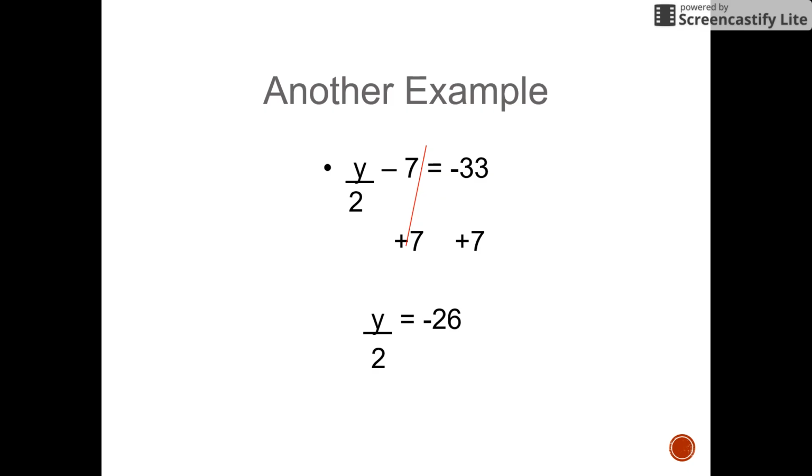Make sure you're paying attention to your integer rules here. Now what's left is division. So the opposite of dividing is to multiply. So I'm going to multiply both sides by 2. The 2s cancel, and I'm left with y is equal to negative 52, because when the signs are different when you're multiplying, the answer is negative. So negative 52 is our answer, and we're going to check this one also.